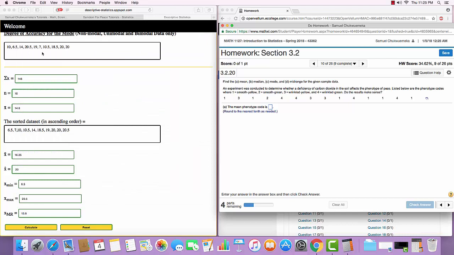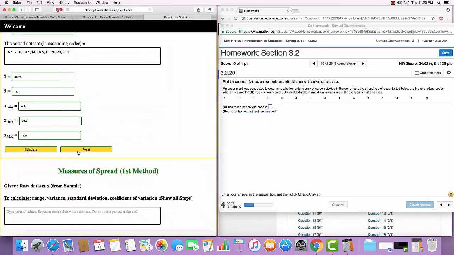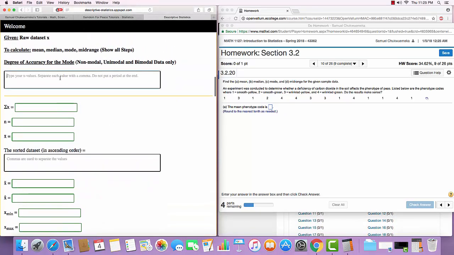Question 10. An experiment was conducted to determine whether a deficiency of carbon dioxide in the soil affects the phenotype of peas. Listed below are the phenotype codes, where 1 is equal to smooth yellow, 2 is smooth green, 3 is wrinkled yellow, and 4 is wrinkled green. Do the results make sense? What is the mean phenotype code? Okay, question 10 is my turn on my calculator.